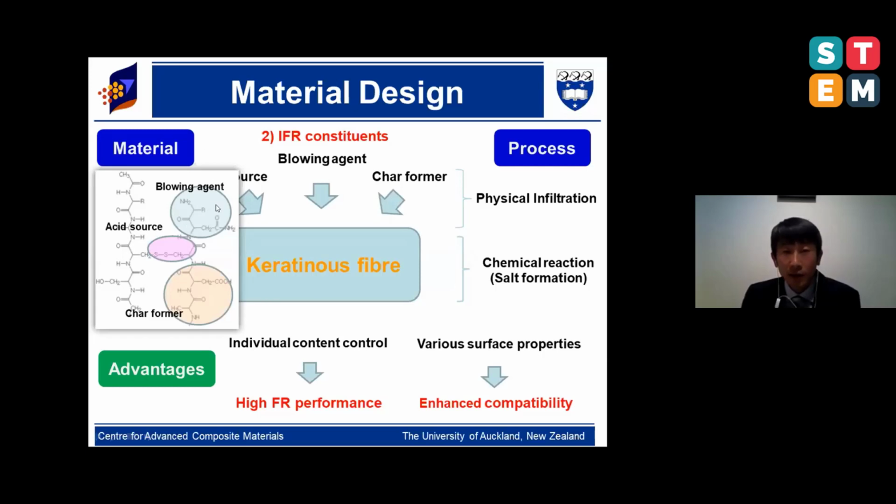The keratinous fiber has an abundant amount of nitrogen, so that can be used as a gluing agent, and some amount of sulfur can be used as an acid source, and also hydrocarbons can be used as a char former. However, the flame retardancy of this material is not enough for the polymeric composite modification, so we add some amount of phosphate in the fiber.